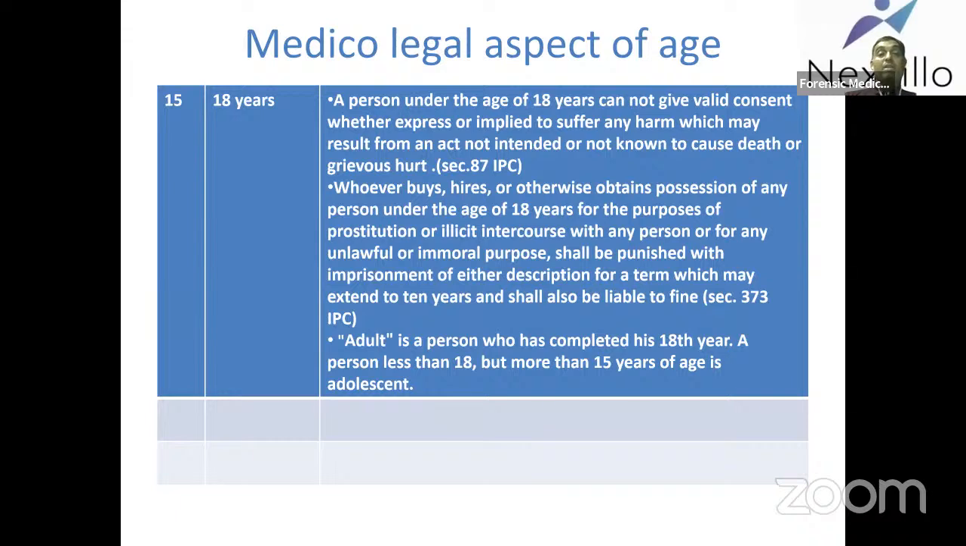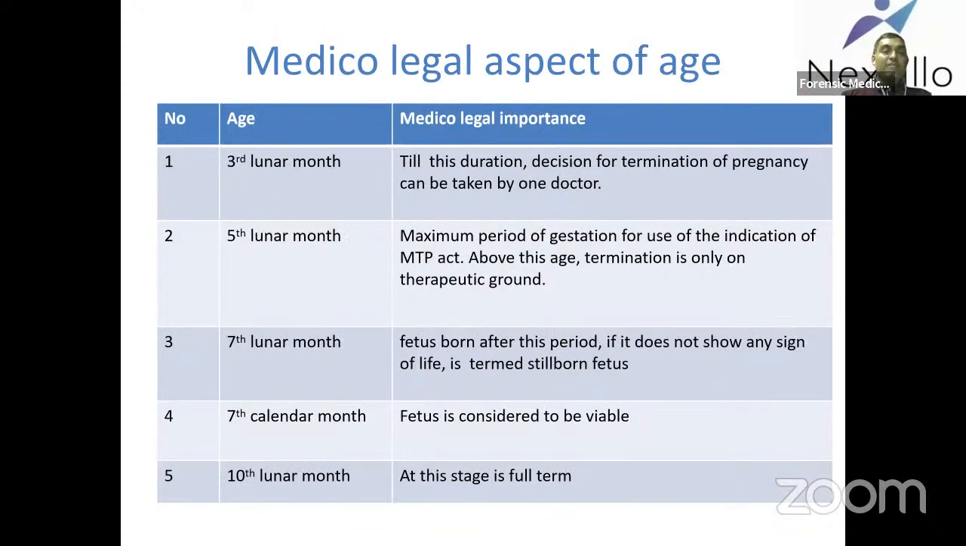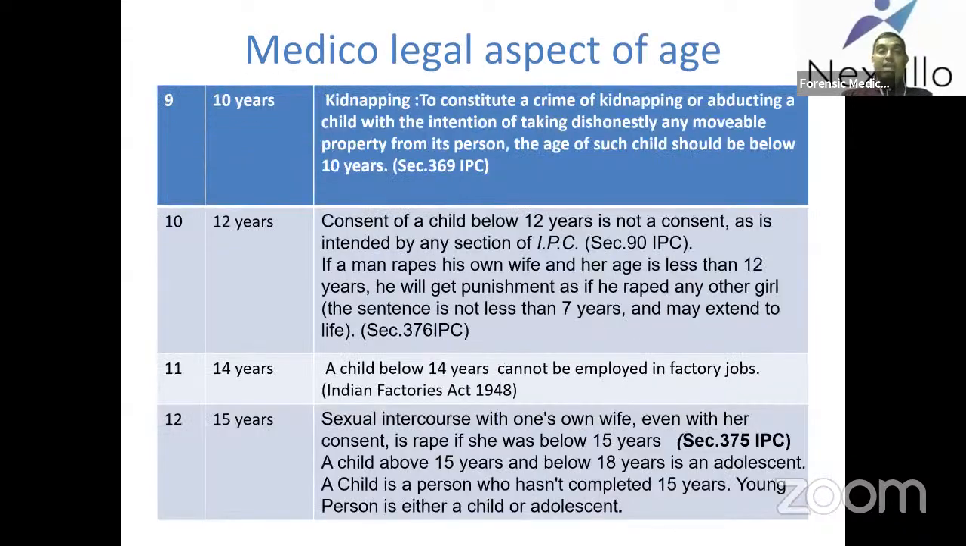So below 18 years, again, you have to verbally and officially follow many rules and regulations. An adult is a person who has completed 18 years; a person less than 18 years but more than 15 years is considered an adolescent. So I think, friends, we have tried to understand many important things about 18 years also. So almost all the ages, starting from the third lunar month to the 18 years age group.